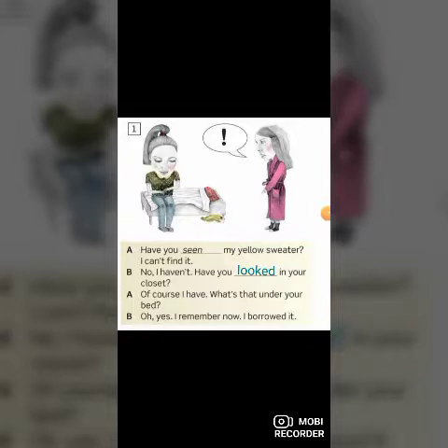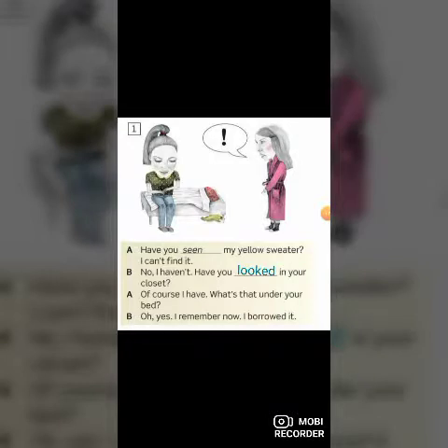Have you seen my yellow sweater? I can't find it. No, I haven't. Have you looked in your closet? Of course I have. What is that under your bed? Oh yes, I remember now. I borrowed it.